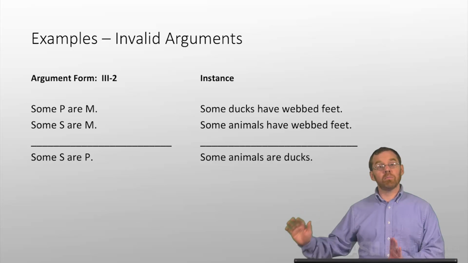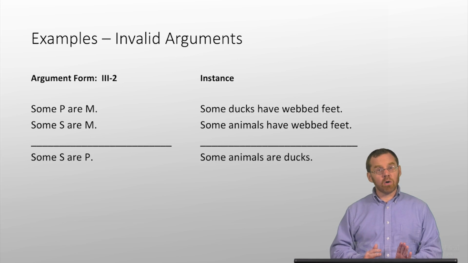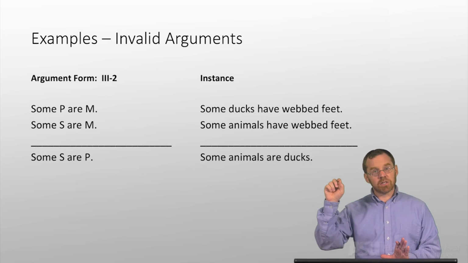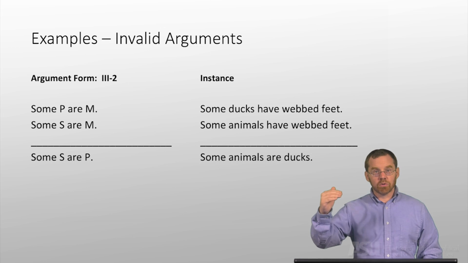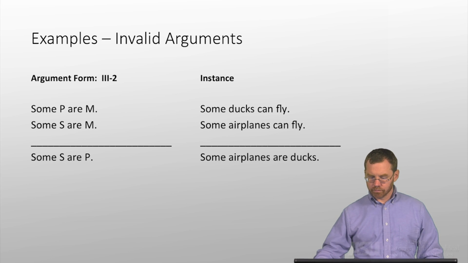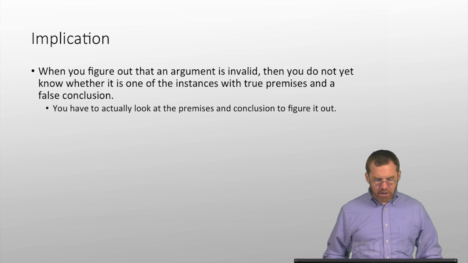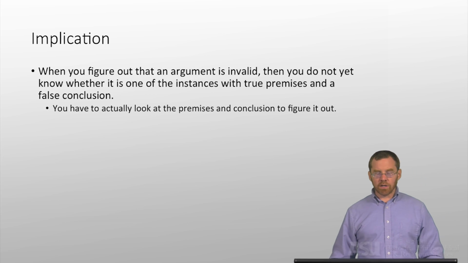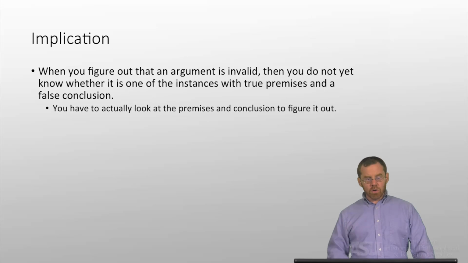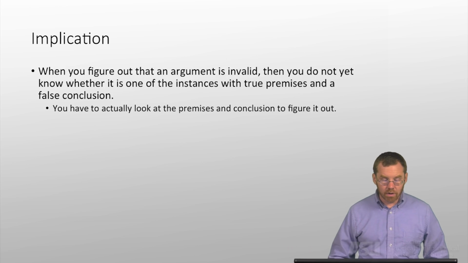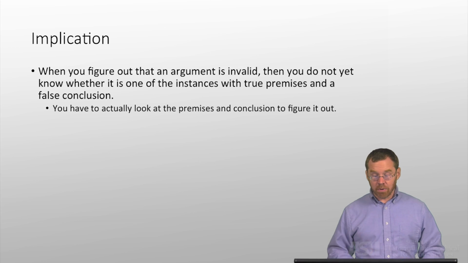Could be this one, it could be another one, right? We don't know just from the fact that the argument is invalid that this happens to be one of the instances with true premises and a false conclusion. So the implication is this. When you figure out that an argument is invalid, then you do not yet know whether it is one of the instances with true premises and a false conclusion. It could be one of those instances that's actually a true argument. What you have to do is actually look at the premises and conclusion to figure it out.